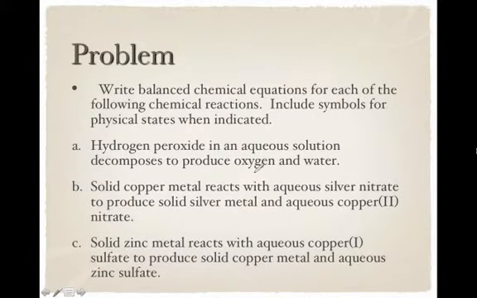We're going to write balanced equations for each of these, and it does want symbols for physical states when indicated. So the first one, hydrogen peroxide in aqueous solution decomposes to produce oxygen and water. So what are our reactants? Hydrogen peroxide, what's its formula? And it does tell us what state it's in. What state is it? So we put an aq. Is there any other reactants?